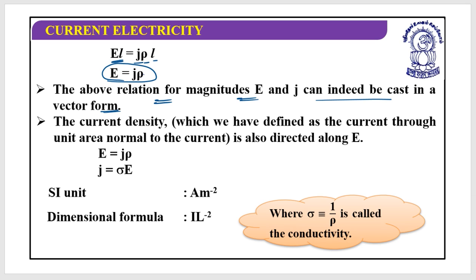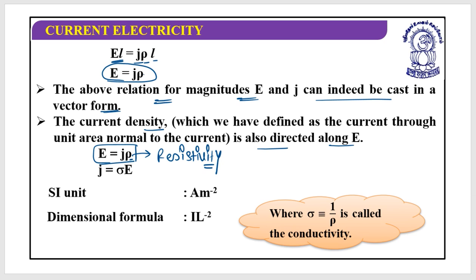then the current density is also directed along E. This is E is equal to J into rho, or what I can write down is this rho. What is it? Yes, this is the resistivity. I hope you have studied it in class 10th.